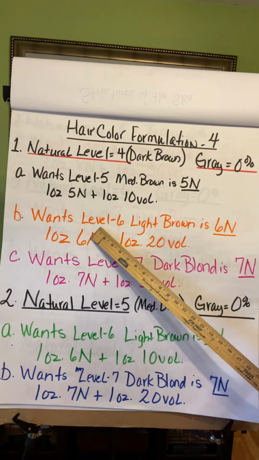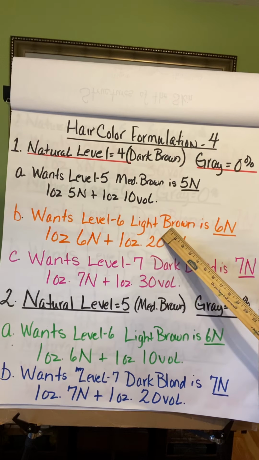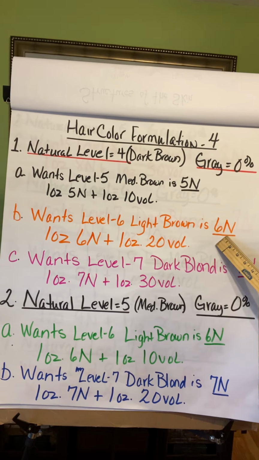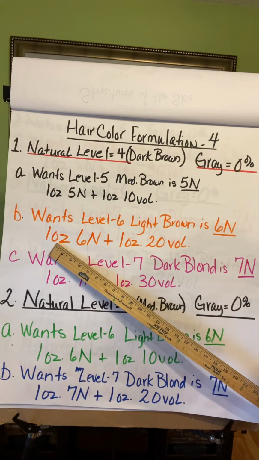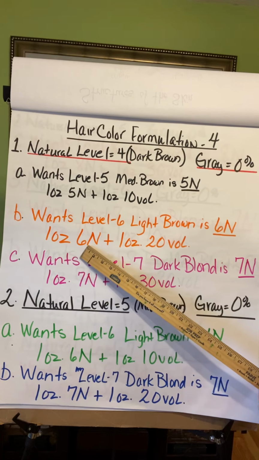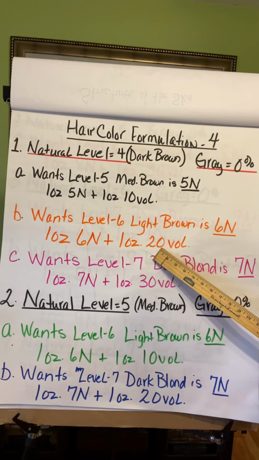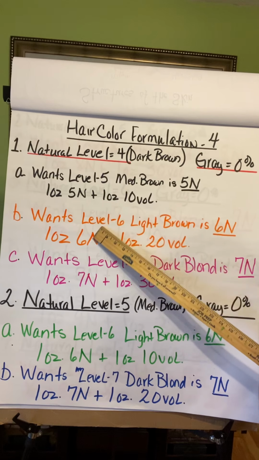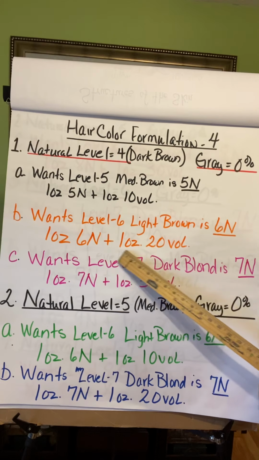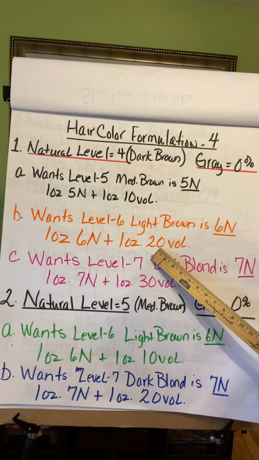B, she wants to be a level 6, which is light brown, and it's written as 6N. And so your formula is going to be 1 ounce of 6N plus 1 ounce of 20 volume developer. 20 volume developer because she's naturally a level 4 and she wants a level 6, so you're moving up 2 levels. 20 volume is for 2 levels.